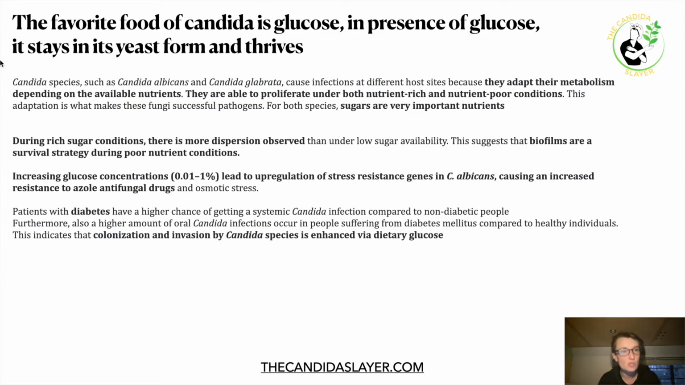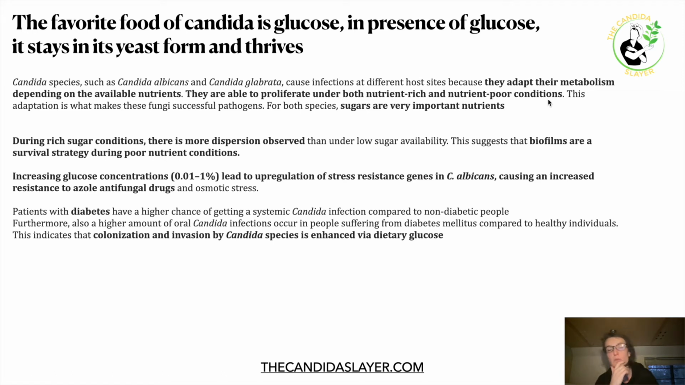So the studies show that the favorite food of Candida is glucose. In the presence of glucose, it stays in its yeast form and it thrives. Candida species adapt their metabolism depending on the available nutrients. They are able to proliferate under both nutrient-rich and nutrient-poor conditions. So what does it mean?